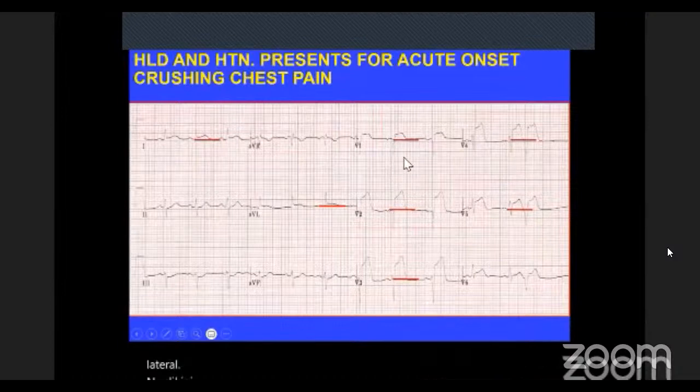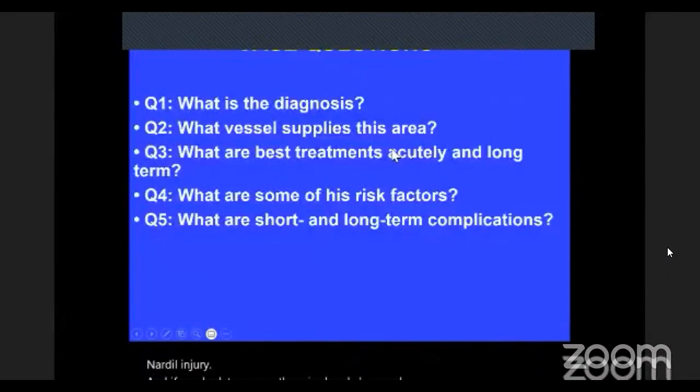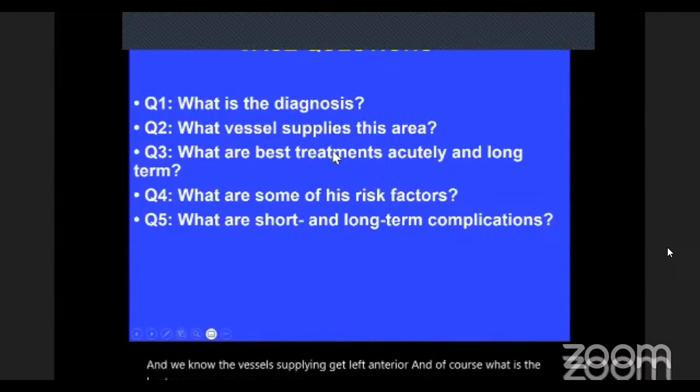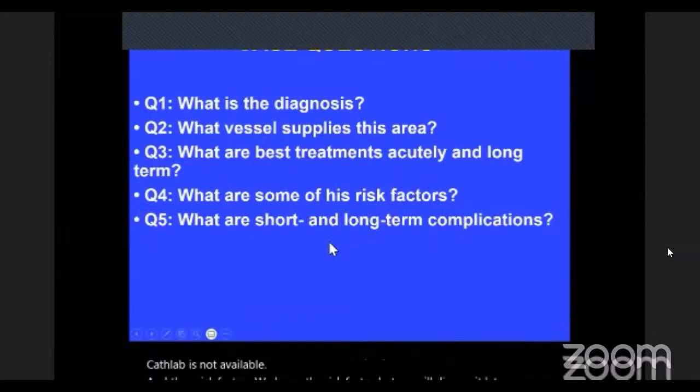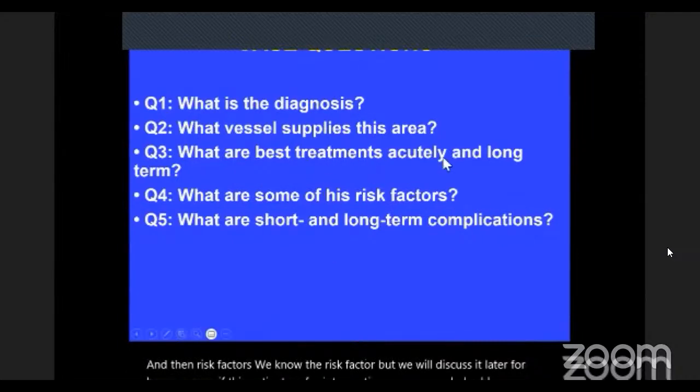And if you look to lead 1, there is already a Q wave, so you can call it myocardial infarction based on ECG. And of course, what is the best management for this patient is to take the patient to cath lab for revascularization or thrombolytic therapy if cath lab is not available. And risk factors, we know the risk factors, but we will discuss it later because even if this patient goes for intervention or even needs CABG, for example, then we have to manage the risk factors. And short and long-term complications are important for you as surgeons because you will deal with these complications sometimes.